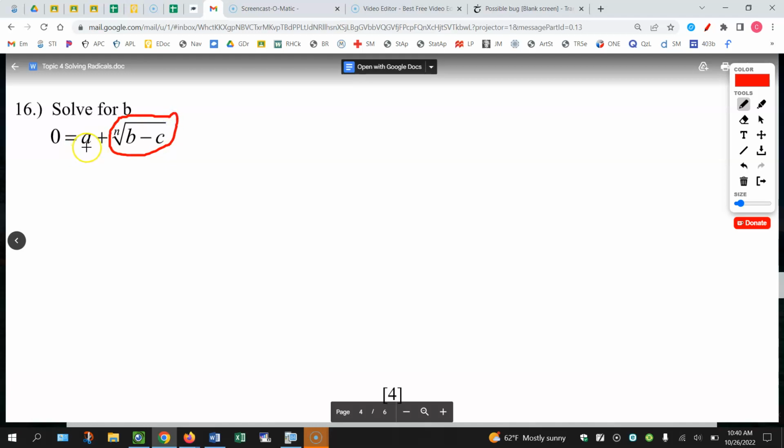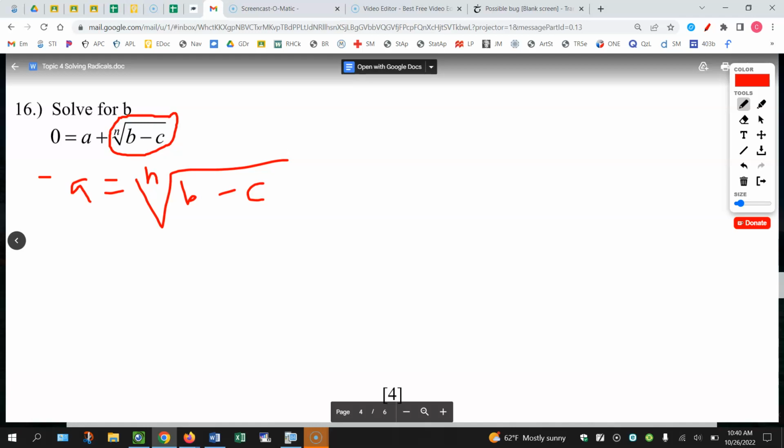So if you think about it, you need to move this a to the other side of the equal sign. It's a plus. So to undo addition, you're going to use subtraction. So we're going to subtract a from both sides. You're going to be left with this. This is the nth root of b minus c. So we've gotten that radical by itself.